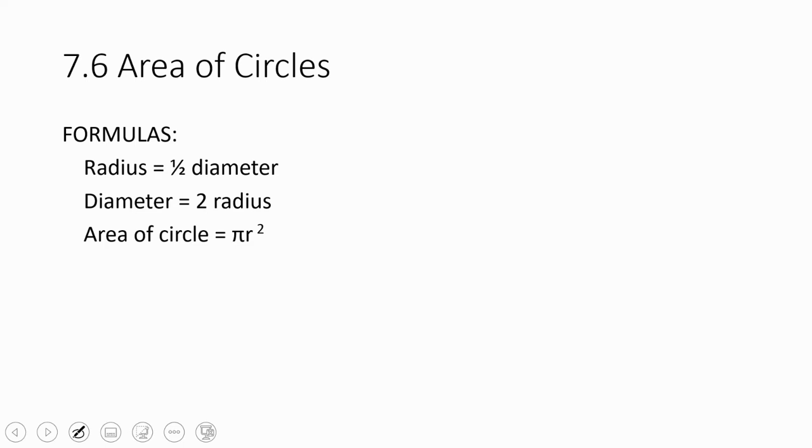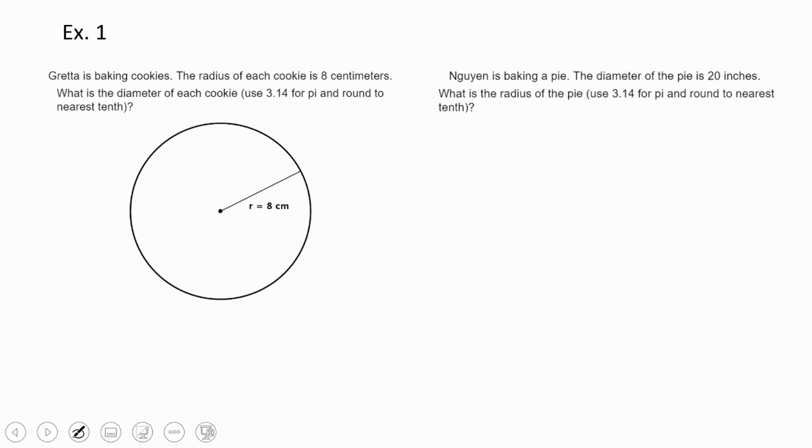Here, this one says that Greta's baking some cookies. The radius of each cookie is 8 centimeters. We want to know the diameter of each cookie. It says use 3.14 for pi, however, it just wants to know the diameter. Well, if the radius is 8, the diameter is going to be 2 times the radius, which in this case would be 16 centimeters.